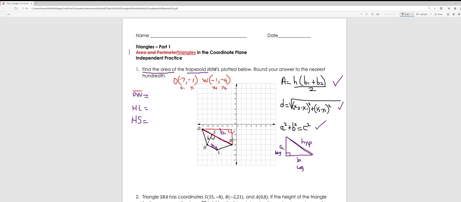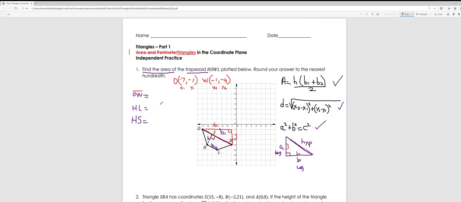Notice I'm going from -4 to -1, so that will be 3 spaces. And then on the X, I'm going from -1 to -7, so that would be 6 spaces. 6 spaces. So what are you going to do? You're going to use the Pythagorean theorem in this case. So again, notice on my X, I got 6 spaces, and my Y, I got 3 spaces. All you're going to do is plug it in and square it.